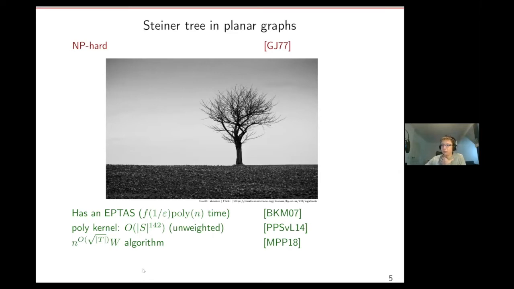There is a polynomial kernel if the size of the solution tree, I mean the number of edges or number of vertices of the tree, is the parameter. Although the polynomial is a little bit large. And we still have the FPT algorithm, of course, but in addition to that, we also have this sub-exponential XP algorithm by Marx and the Pilipczuk brothers. So these are very nice results.